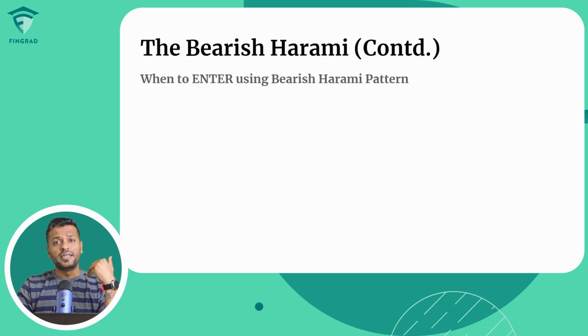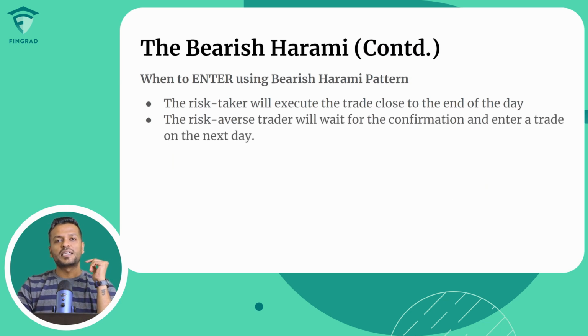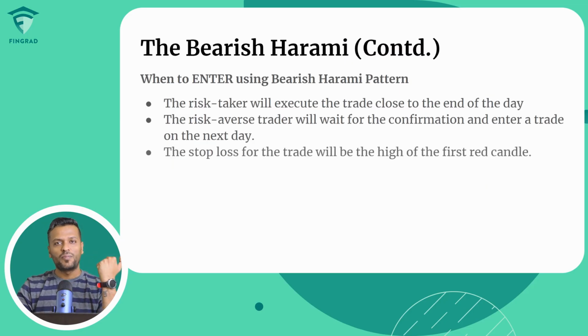Now how does one enter a trade using this bearish Harami pattern? The risk taker again would enter his trade on the formation of the second day candle near the close of the day. And a risk averse trader would wait for the pattern confirmation, and upon the confirmation he enters his short position in the market. The stop loss again for this pattern is above the doji candle or the red candle, and you can keep riding the gains by trailing the stop losses.